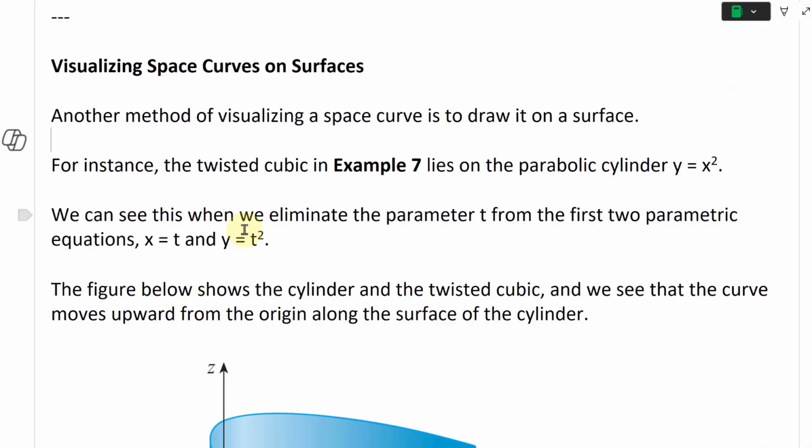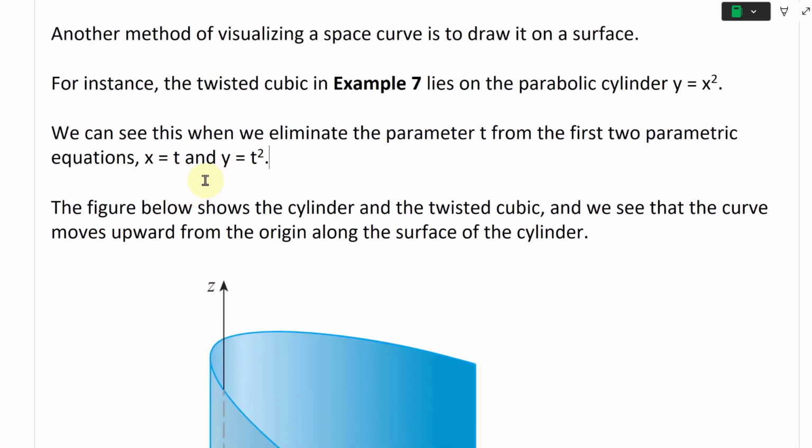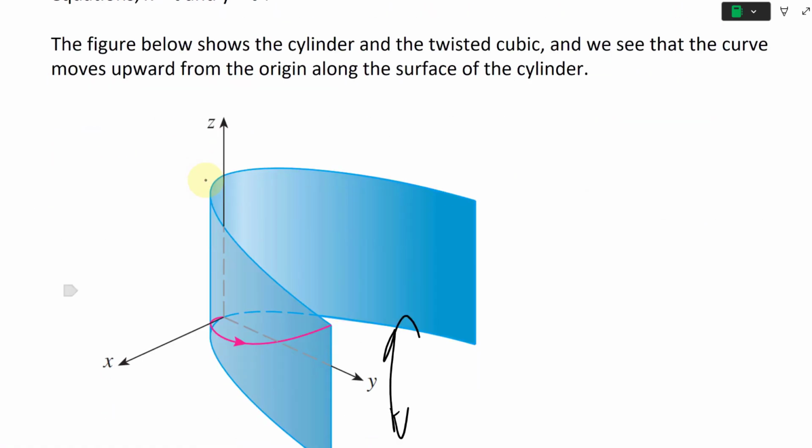So we can see this when we eliminate the parameter t from the first two parametric equations: x equals t and y equals t squared. If you eliminate it, we just plug in t inside here, and you get y equals x squared. When you have y equals x squared, that means z could be anything. It doesn't matter what z is. In other words, z is infinite up and down. It's just going to have a surface, similar to that cylinder we had.